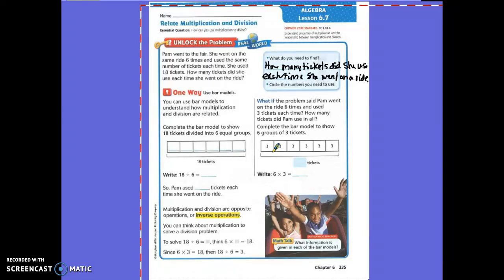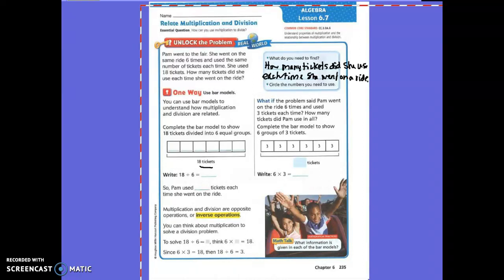So down here you see we have 18 tickets, right? Are there 6 bars on here for 6 equal groups? Yes. Okay, so it's written 18 divided by 6. Now what is 18 divided by 6? What would we have to add 6 times or skip count 6 times to get to 18?